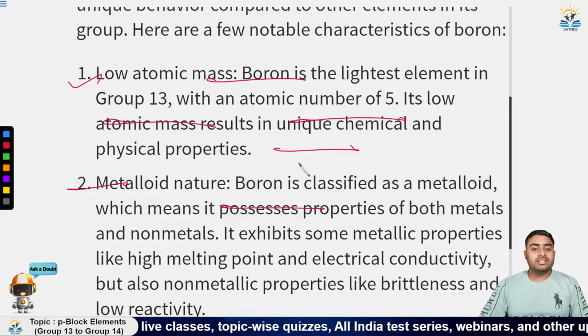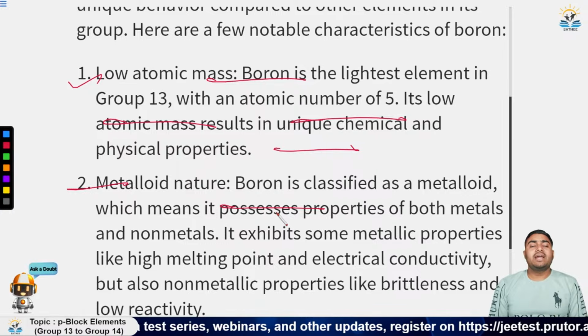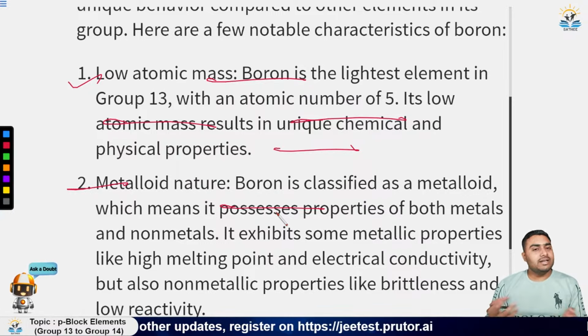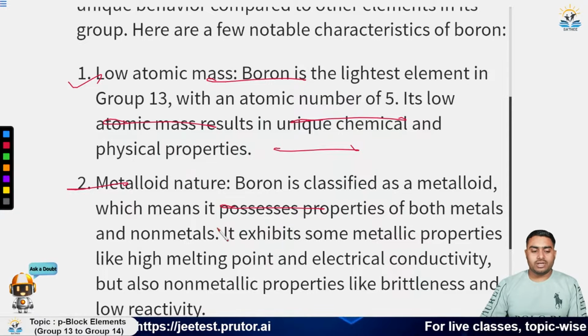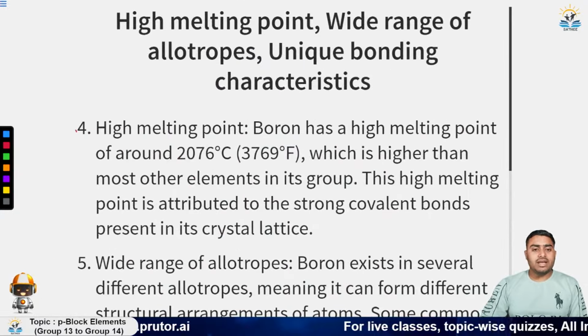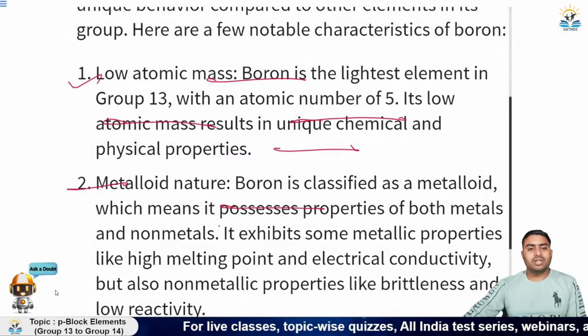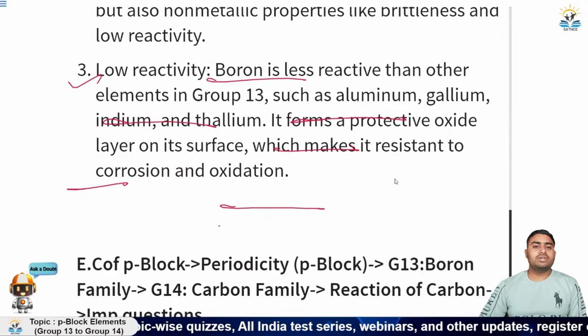What about metalloid nature? Boron is classified as a metalloid, which means it possesses some properties of metals and some properties of non-metals. It exhibits some metallic properties like high melting point and electrical conductivity, and also non-metallic properties like brittleness and low reactivity. Before that, I want to discuss one more point, that is point 3. Point 3 is very simple, that is low reactivity. Boron is less reactive.